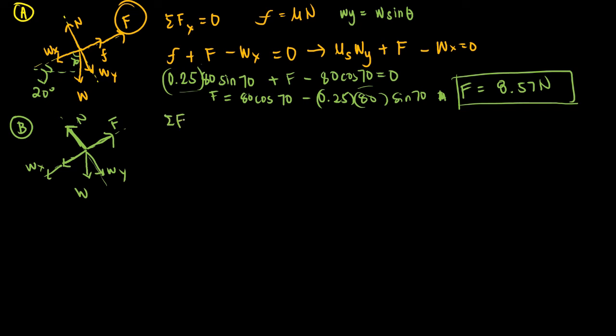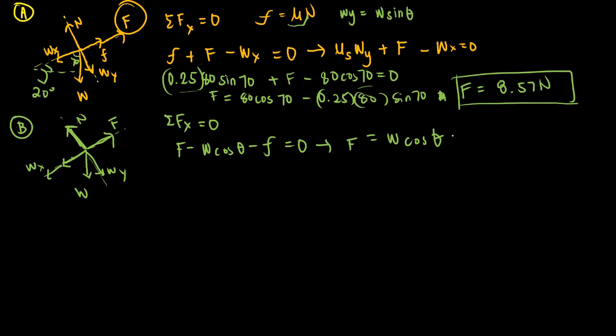So, now what we will do is use the summation of fx is equal to 0. So, we will use this to solve for the F. So, that would be F minus the WX, that is weight cosine theta, minus the friction, and that is equal to 0. Then, solve for F. Our equation would be F is equal to W cosine theta plus our friction, that is the same as the coefficient of static friction times the normal force, wherein the normal force is equal to W sine theta.